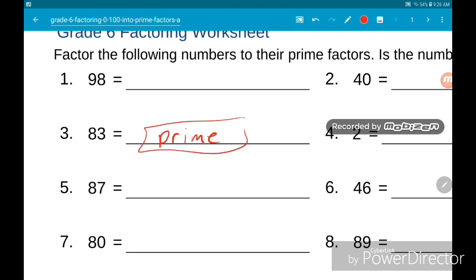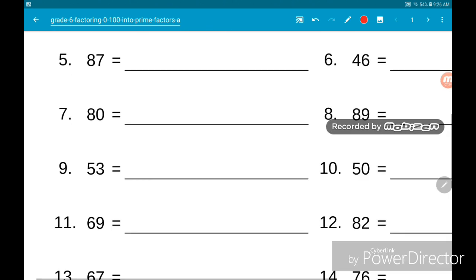We have to keep trying. Once you get to 13, 17, chances are you're out. It's prime. How about 87? Yes. Why? Factor.